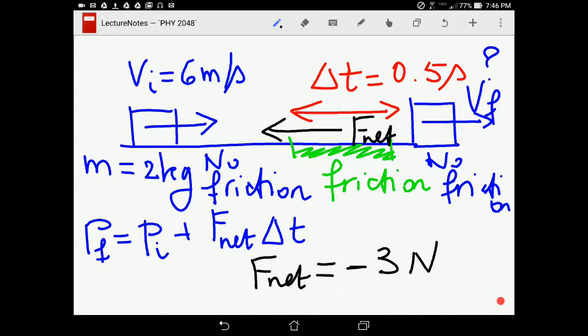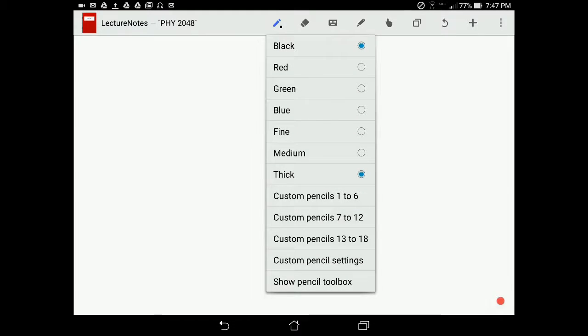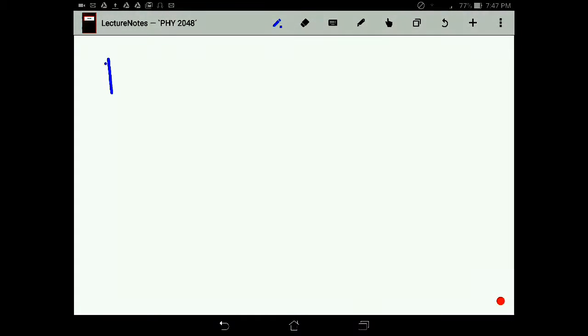Well, we will put things together and say that the initial momentum was the mass times the initial velocity. So this was 2 kilograms multiplied by a velocity of 6 meters per second. So we had an initial momentum of 12 Newton seconds, or 12 kilogram meters per second.